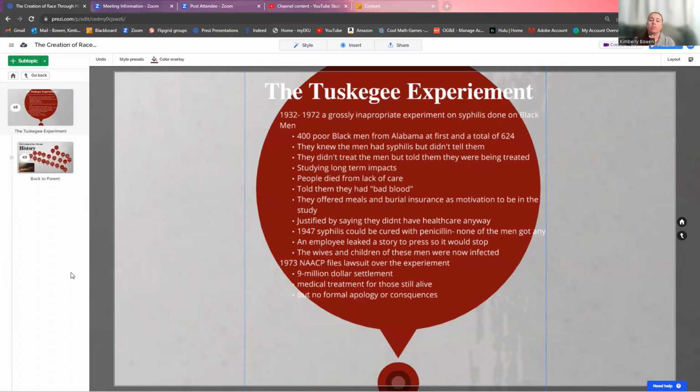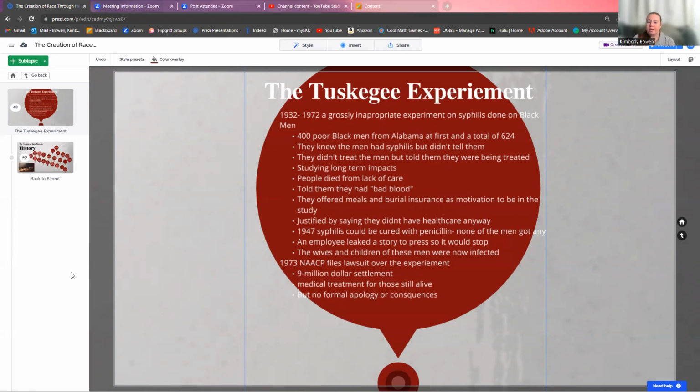It started with 400 poor Black men from Alabama, but ended up with a total of 624 participants, which were all Black men. They knew that these men had syphilis, but they did not tell them that they did. They told them that they had something called bad blood, which is kind of a code or a social word for a number of different disorders and a number of different illnesses.